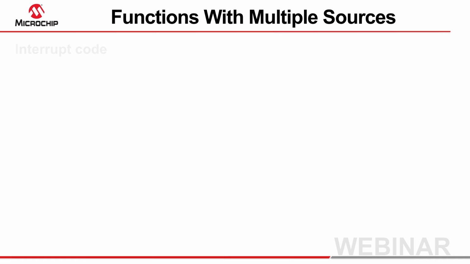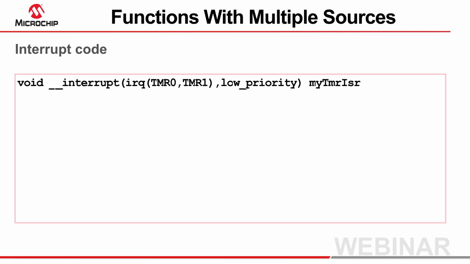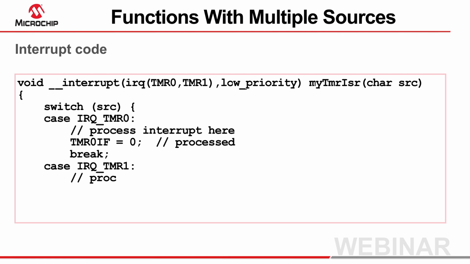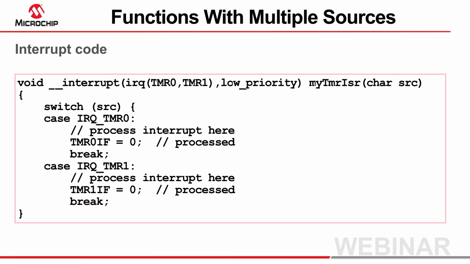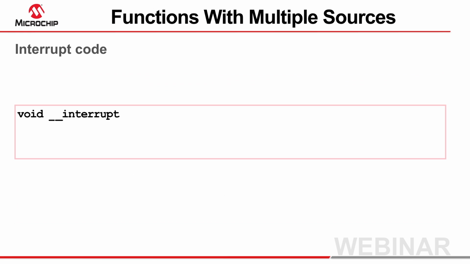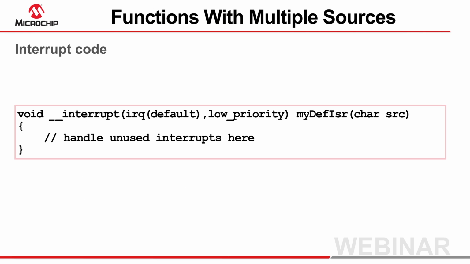Interrupt functions for PIC18 devices using vectored interrupts can handle multiple interrupt sources if you prefer. To do this, specify a comma-separated list of source symbols to the IRQ argument in the _interrupt specifier. Inside the function, use the parameter to determine the source of the interrupt if necessary. A default interrupt function can be written that will be assigned to any interrupt vector in the table that does not have an interrupt function assigned to it. Such functions are created by using the special source symbol default in the IRQ argument.